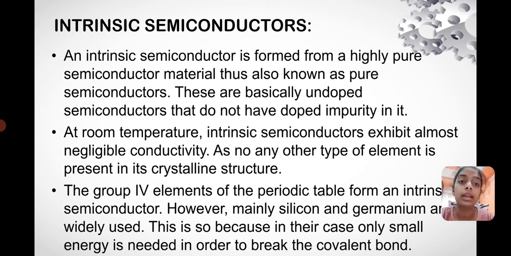Intrinsic semiconductors. An intrinsic semiconductor is formed from a highly pure semiconductor material, thus also known as a pure semiconductor. These are basically undoped semiconductors that do not have doped impurity in them. At room temperature, the intrinsic semiconductors exhibit almost negligible conductivity, as no other type of element is present in the crystalline structure. The group 4 elements of the periodic table form an intrinsic semiconductor. However, mainly silicon and germanium are widely used. This is so because in their case, only a small energy is needed to break the covalent bond.